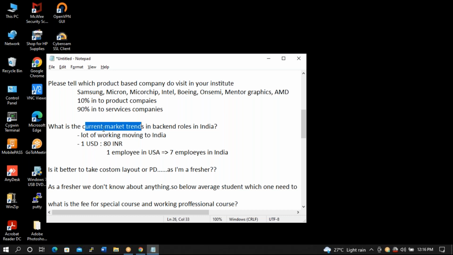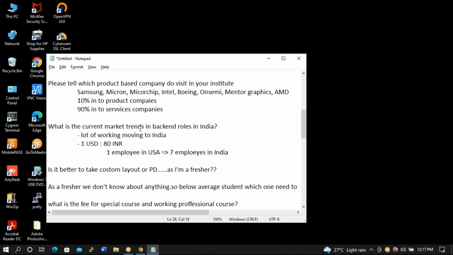So again, to answer this question, current market trends in back-end roles in India: there are a lot of opportunities in back-end roles. Now, when we say back-end, it refers to synthesis, STA, physical design, IR drop analysis, and custom layout. There are a lot of opportunities and a lot of hiring happening in these domains. I'm not sure if I answered this question too precisely, but current market trends are good. There is good hiring happening across all the domains.